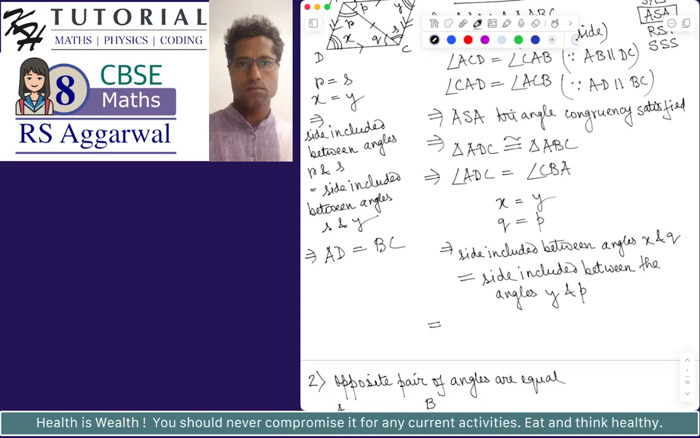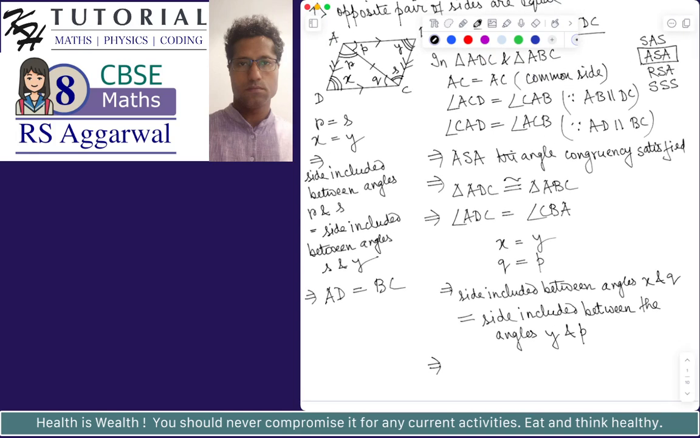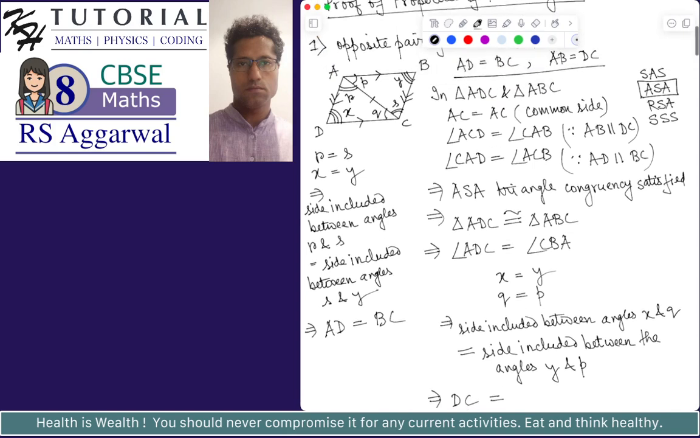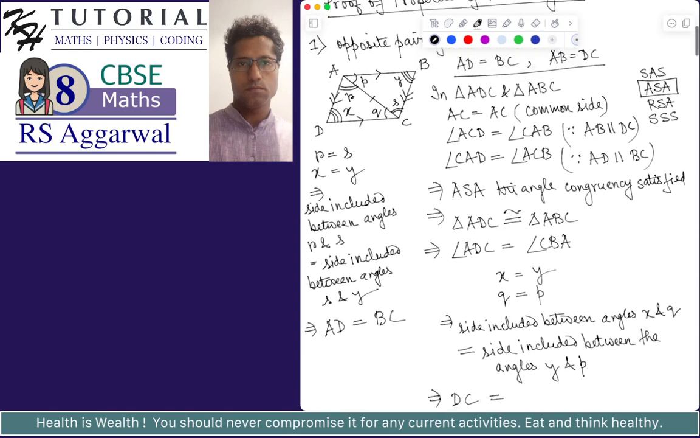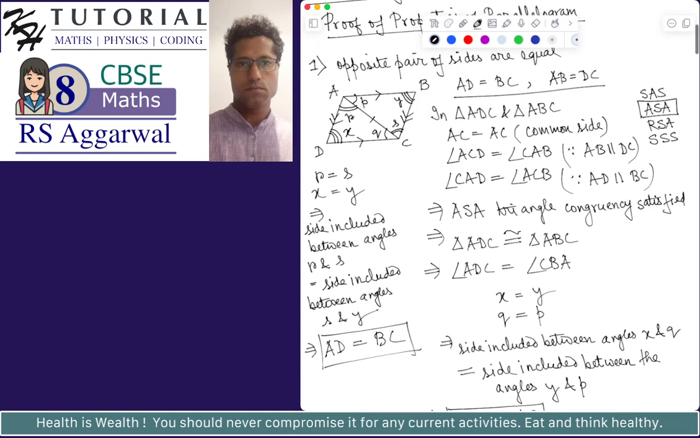So this implies, what is the side included between the angles X and Q? That is DC. And what is the side included between the angles Y and P? That is AB. So we have proved, and AB and DC are a pair of opposite sides. So we have proved that both pairs of opposite sides are equal. This was the property that opposite pairs of sides are equal.